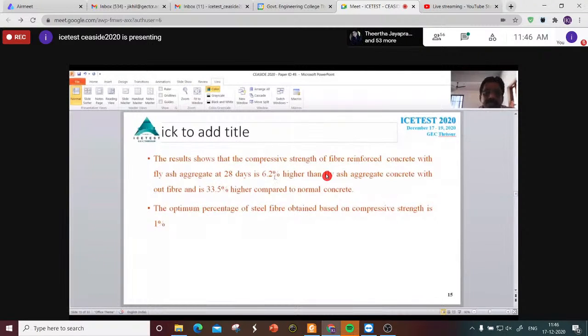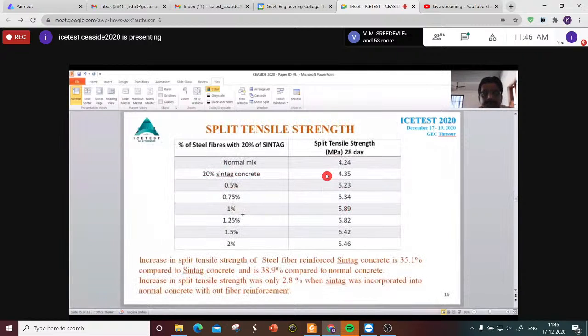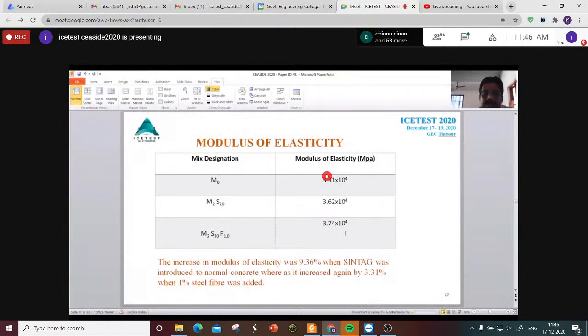So that increment was 6.2% higher than the fly ash aggregate concrete, that is Sindac concrete, and compared to normal concrete, the increment was 33.5%. Split tensile strength increased up to 1.5% addition of fibers. Modulus values obtained: for normal concrete it is 3.31 into 10 raised to 4 megapascal, for M2S20 it is 3.62, and for M2S20F1.0, that is 20% Sindac and 1% fiber, it is 3.74 into 10 raised to 4.